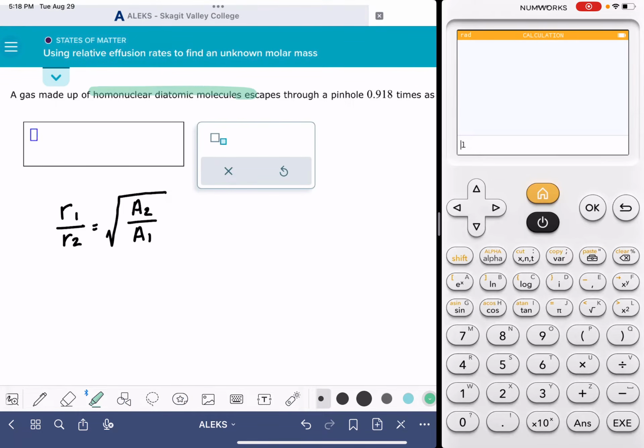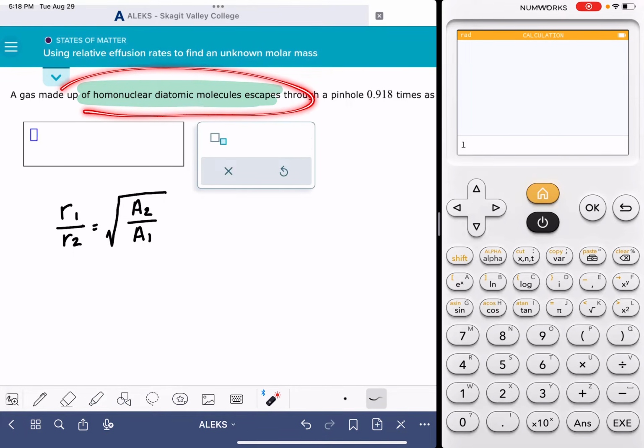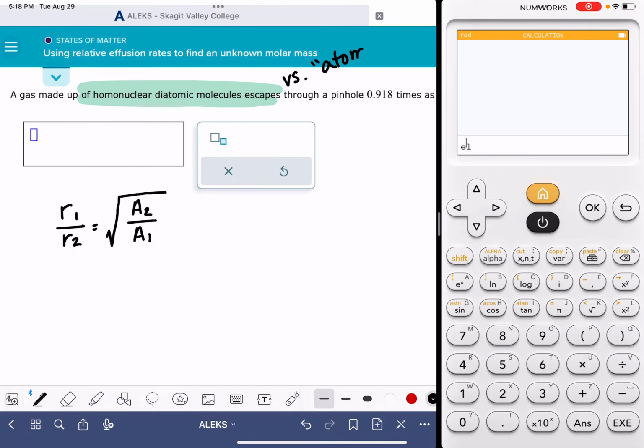Now, I want you to pay a lot of attention, look at your problem really carefully right now, because there are two different versions of this ALEKS problem. One version says that you're dealing with a homonuclear diatomic molecule. That's what I have. Another version of this problem says that it's a gas made up of atoms. Doesn't say that it's homonuclear diatomic, it just says it's a gas made up of atoms.